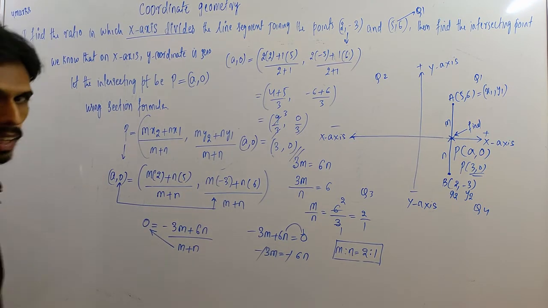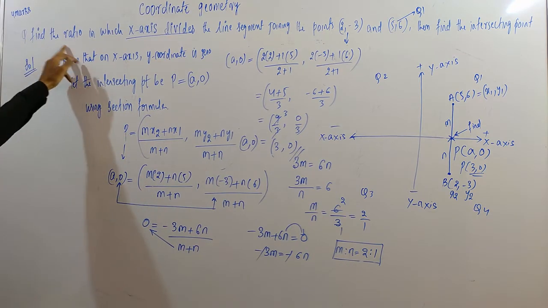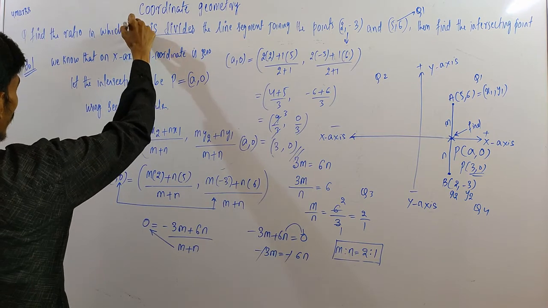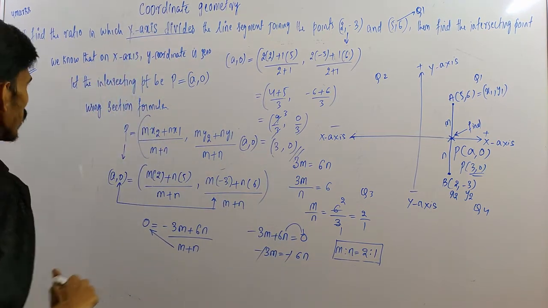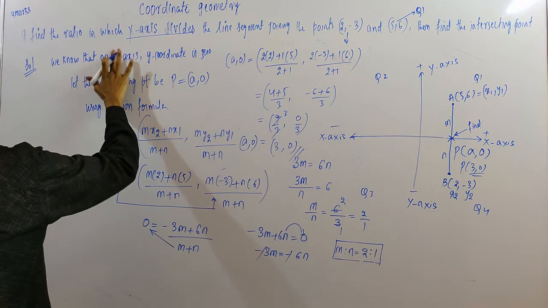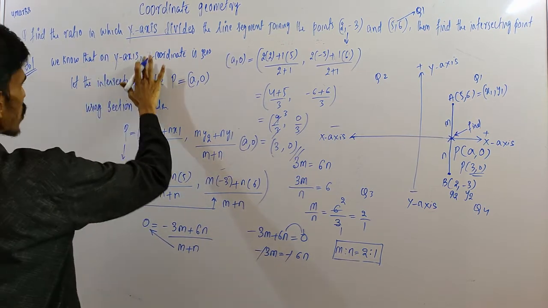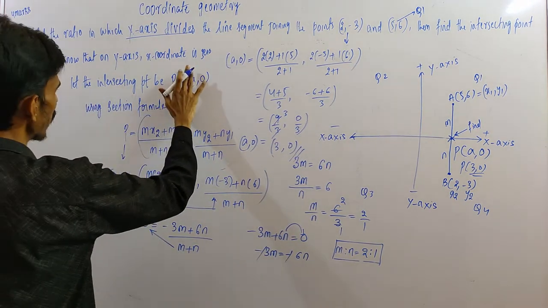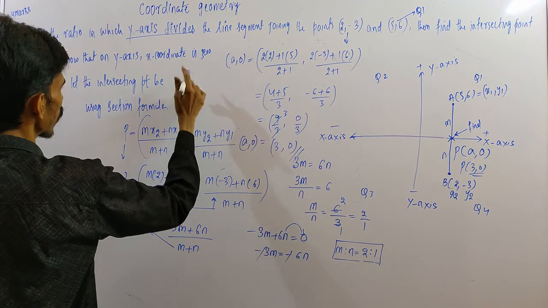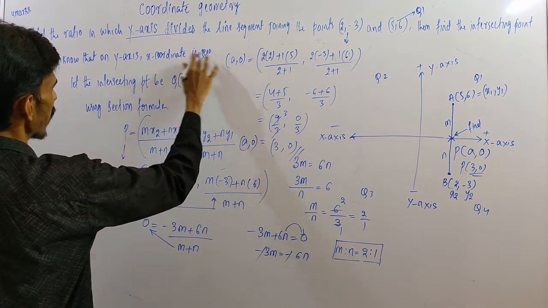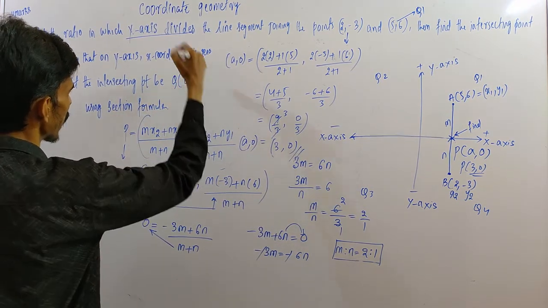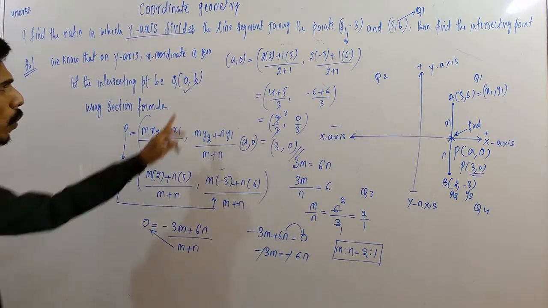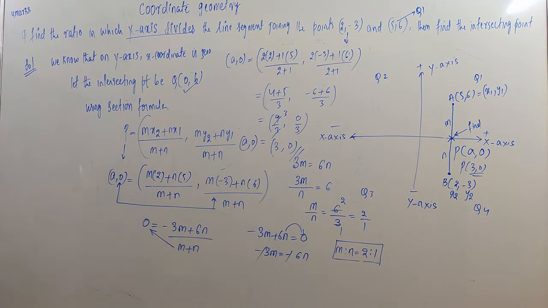In this question, find the ratio in which, instead of the x-axis, if the y-axis is given, then we know that on the y-axis the x coordinate is 0. Let the intersecting point be Q or P. The x coordinate is 0, so take (0, b) and apply the same concept, and we will get the Q value as (0, b). Do it for homework.